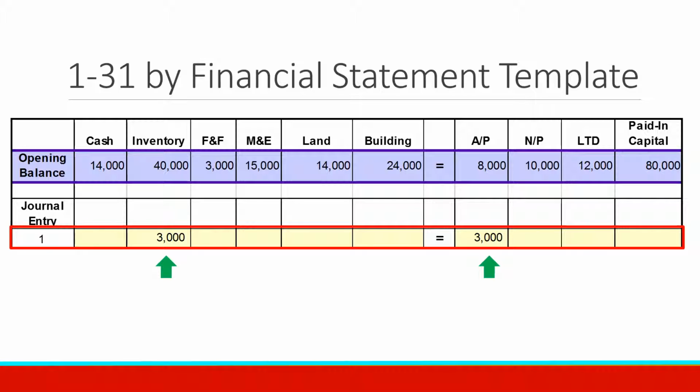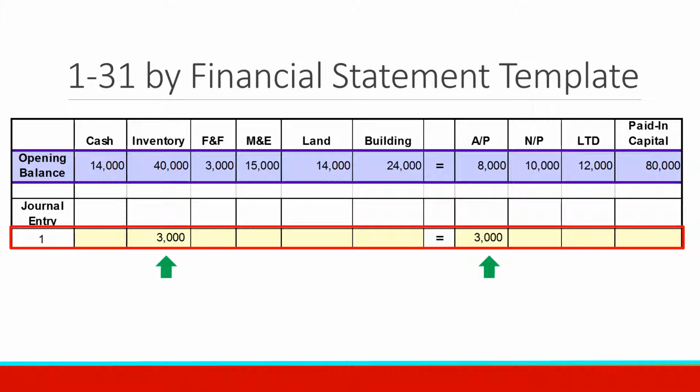And now we need an offset, something to make this particular row, row number 1, balance. So we're going to increase accounts payable. Accounts payable are the unpaid bills that we have. The term on account means we're going to be paying in the future, so we're not paying with cash. So we have more unpaid bills at the point in time we bought this inventory. So you'll see a positive $3,000 in the accounts payable account.